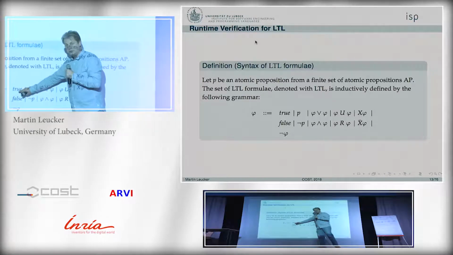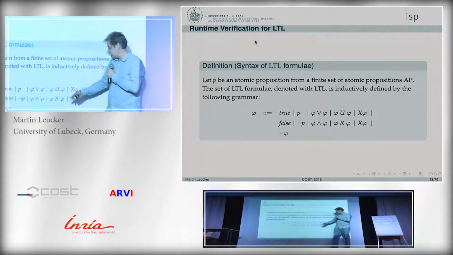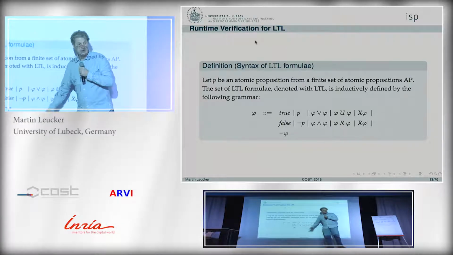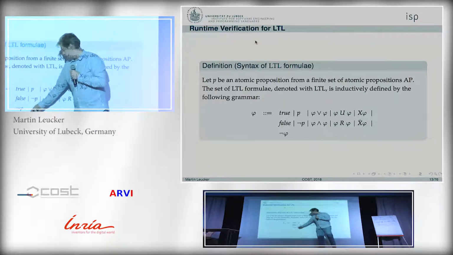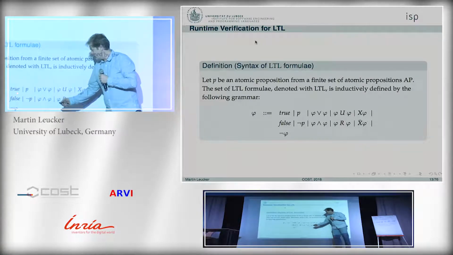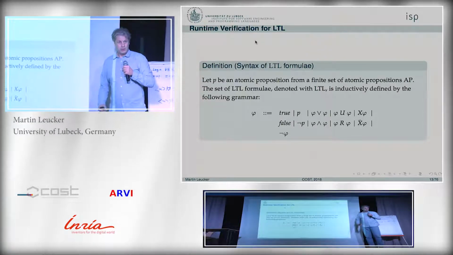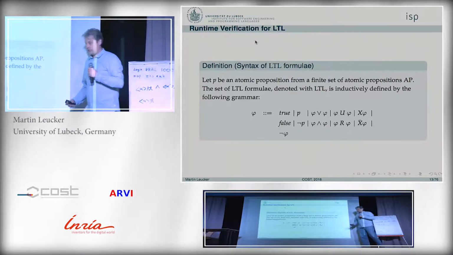Anyway, so what is LTL if you don't know it? Well, we have constants, true and false. We have atomic propositions. We have disjunction, and we have conjunction and negation. So basically, we have here propositional logic, right?